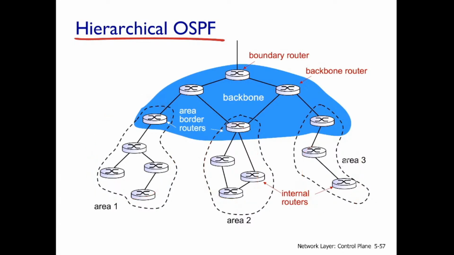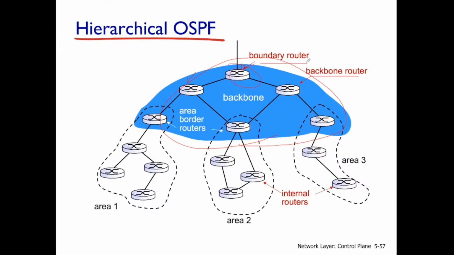And then at the higher level, you see, in the backbone of this local area network, in the backbone of this AS, we could also have multiple routers configured. These are called the backbone routers in general. Some of these backbone routers might be at the border of the AS.